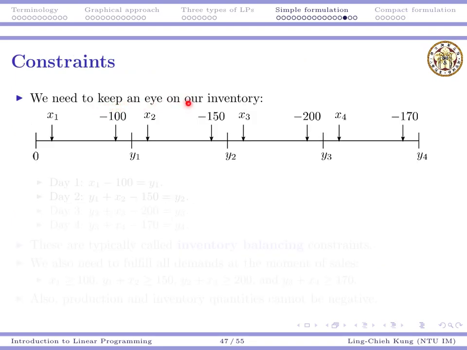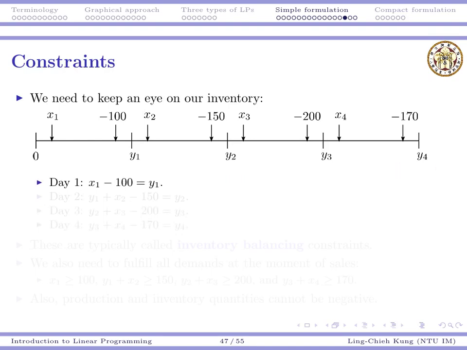Now I need to keep an eye on my inventory because there must be some connections between production and inventory, right? In the first day, I have nothing at the beginning. I need to make some production and then to deliver the 100 units of demand. Then I get my ending inventory. Using this ending inventory, I then make production to fulfill the second demand and get the second inventory and so on and so on and so on.